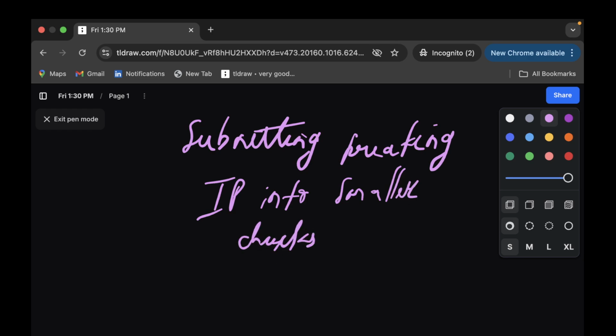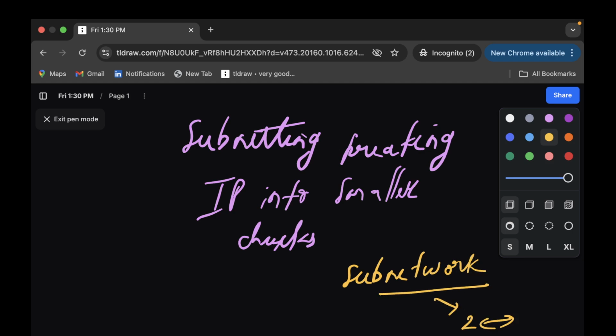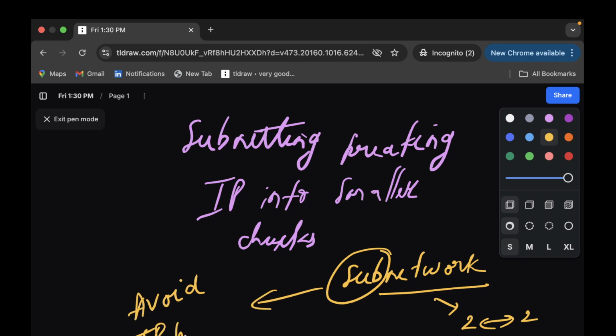In other words, it can also be called a subnetwork. A network is when you have two or more computers connected to each other. A subnetwork is a smaller part of that network. So this helps in avoiding IP wastage. Now, how does subnetting work?